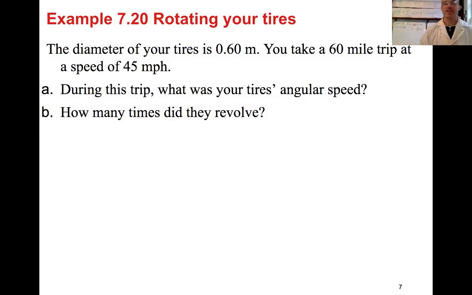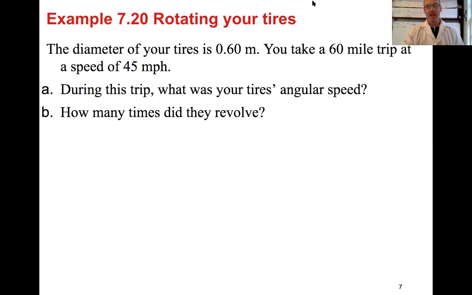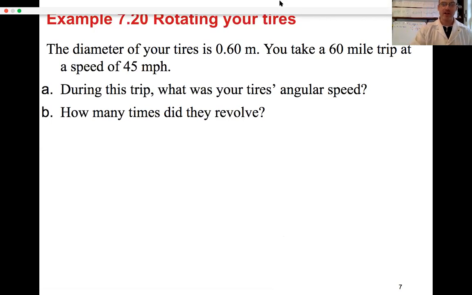Okay, so let's take a look at the problem together. We're gonna go on a 60-mile road trip to get toilet paper in New Hampshire or wherever they have it at 45 miles an hour. And we wanna know, firstly, what the tire's angular speed is, and secondly, how many times did the tires revolve during this 60-mile trip.